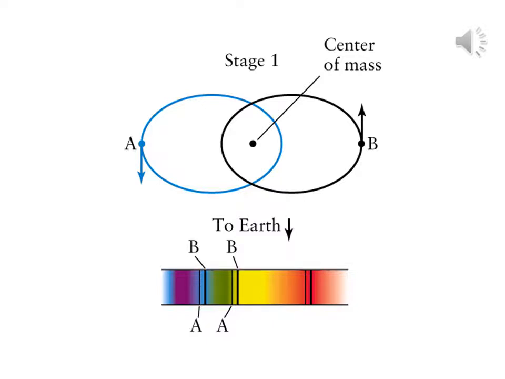Here is another picture of the same exact example. As you can see, as B is moving away from you and A is moving towards you, you're going to see one shifts towards the blue, one shifts towards the red.